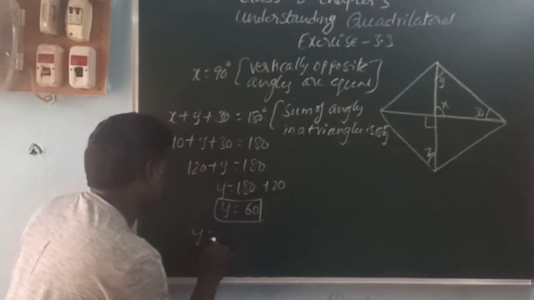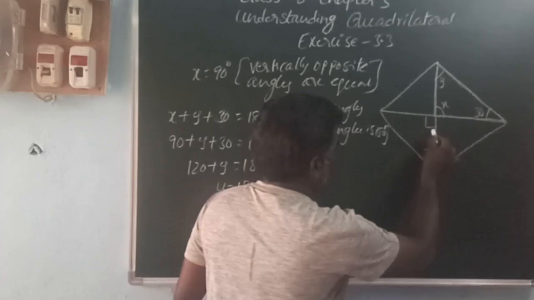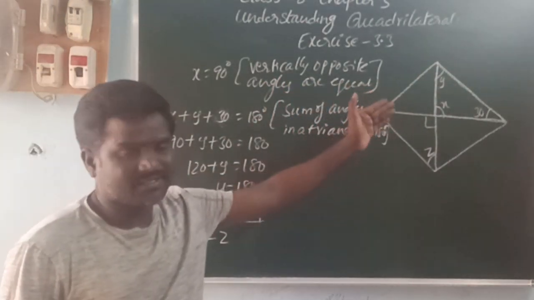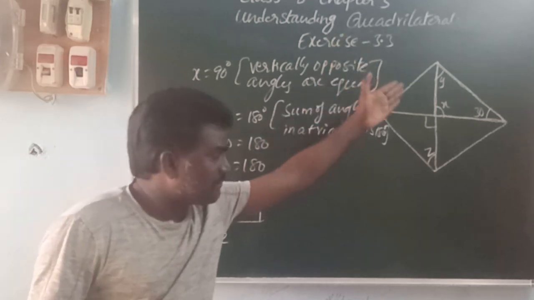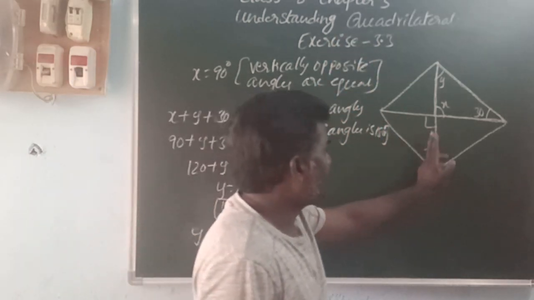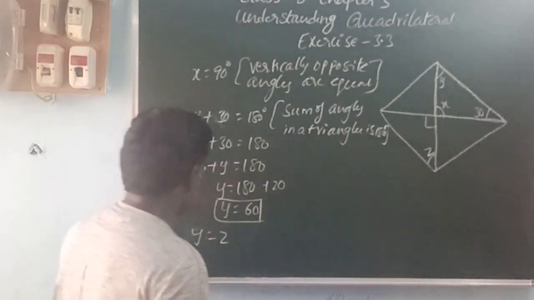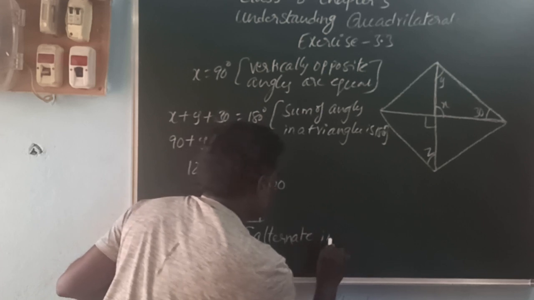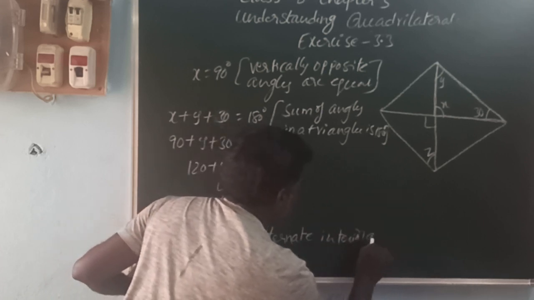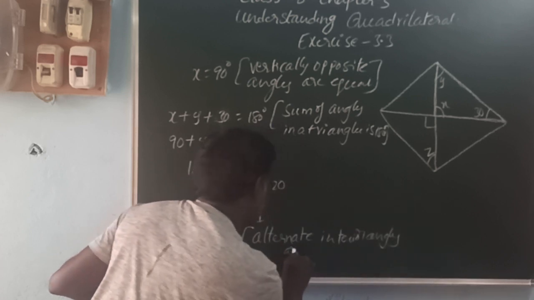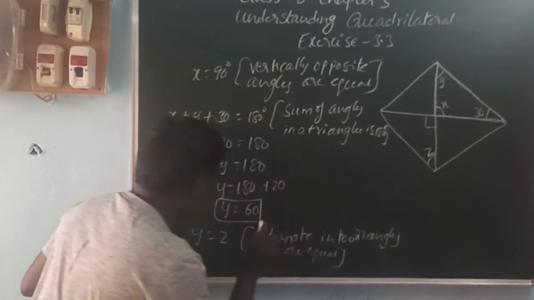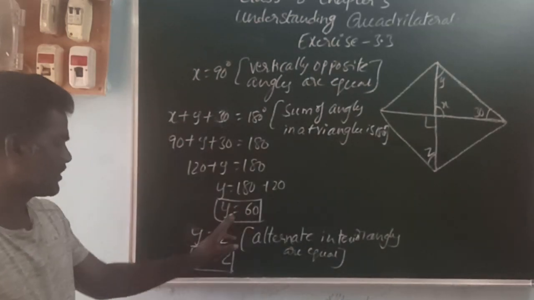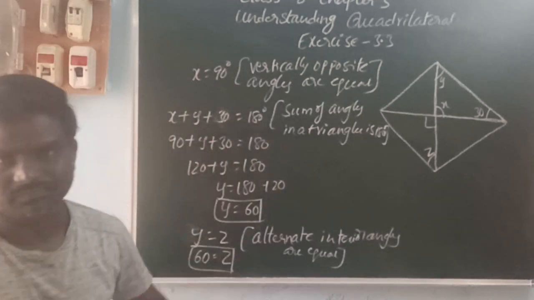Next, here y is equal to z. Why? It is a parallelogram. In this parallelogram, the opposite lines are parallel. Then one line is a transversal. The angles are on either side of the transversal and they are opposite, so alternate interior angles are equal. y is equal to how much? 60. So z is equal to how much? 60. So y is equal to 60, z is equal to 60, x is equal to 90.